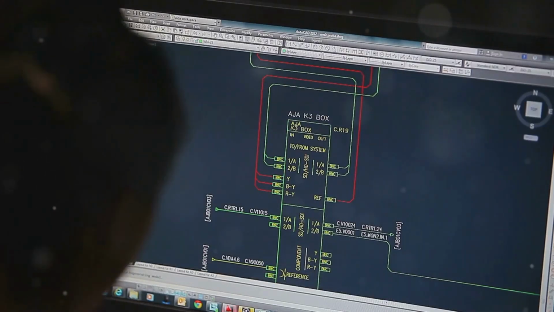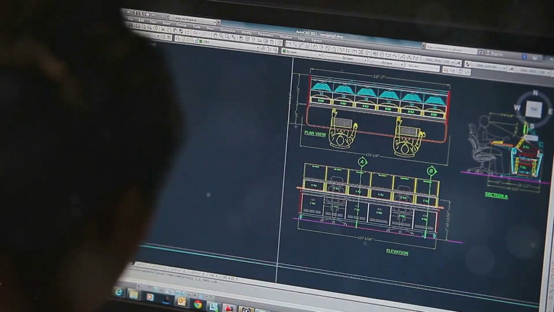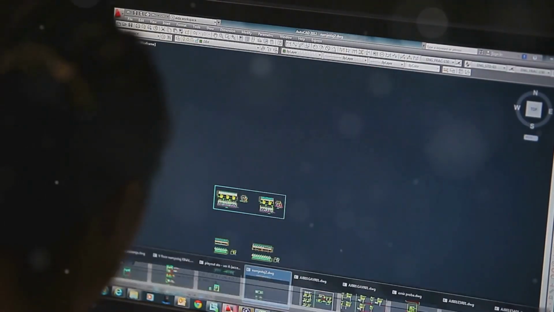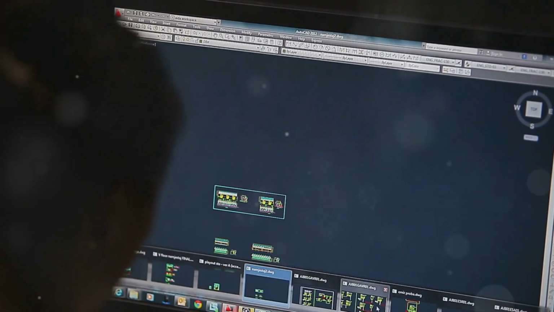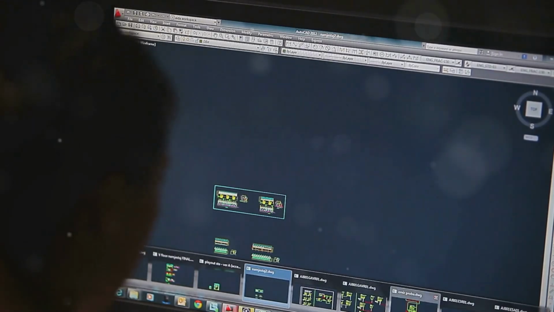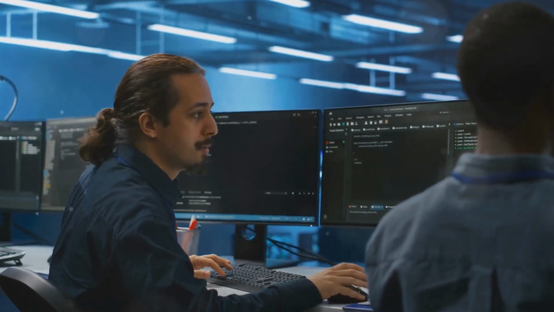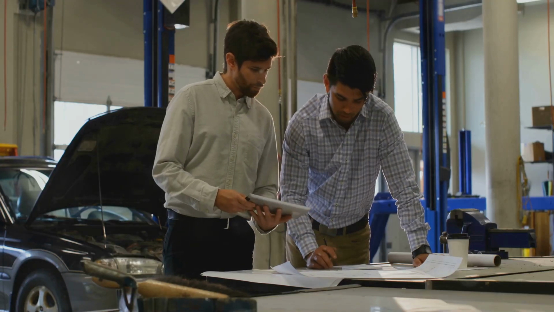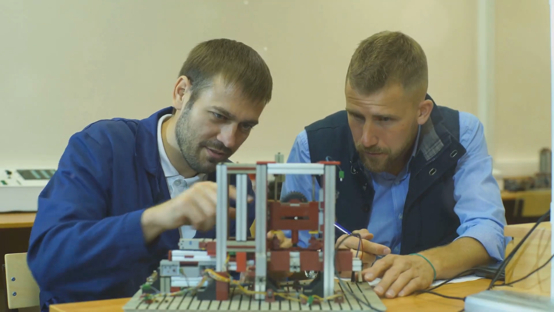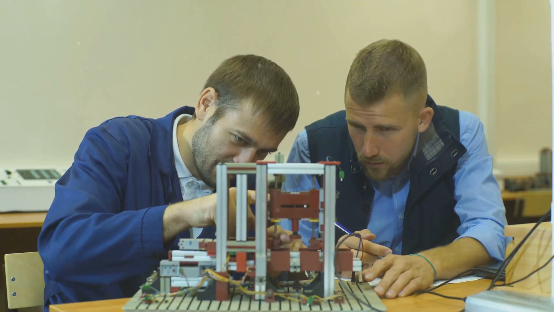Two-way explicit FSI. A step up in complexity, this method considers the influence of structural deformation on the fluid flow, but it does so in a segregated manner. The fluid and structure are solved separately, exchanging information at each time step. This approach is suitable for problems where the interaction between the fluid and structure is relatively weak.